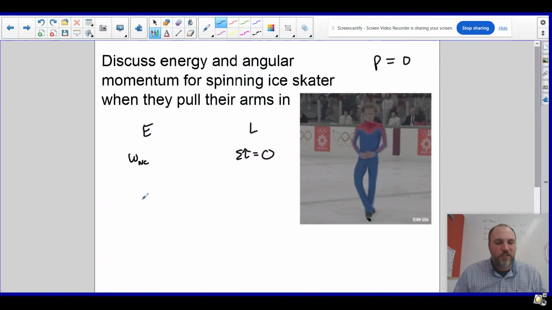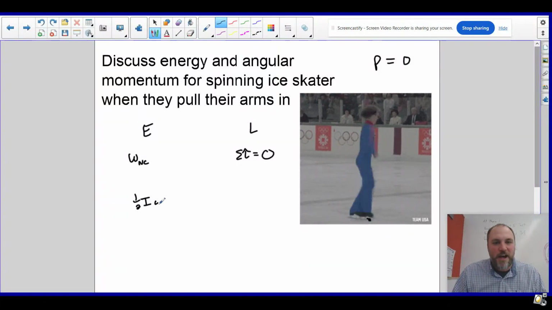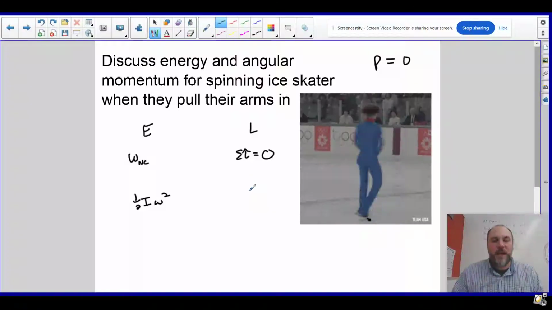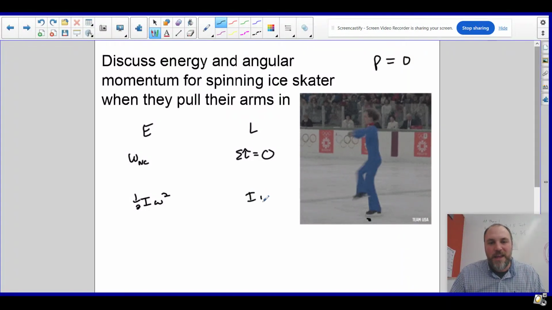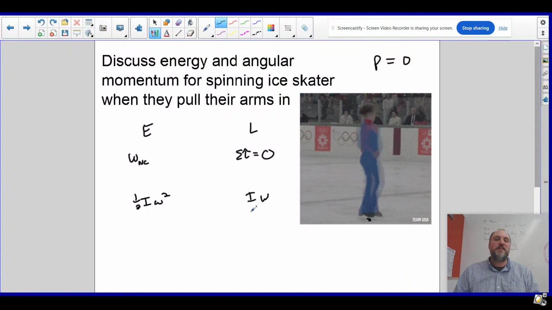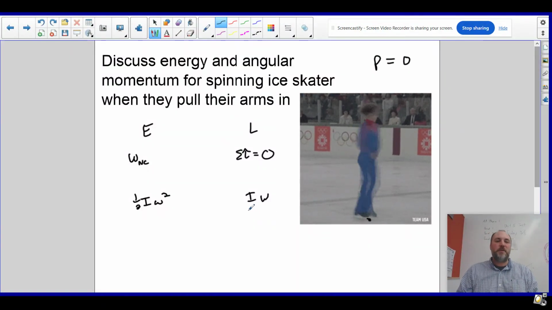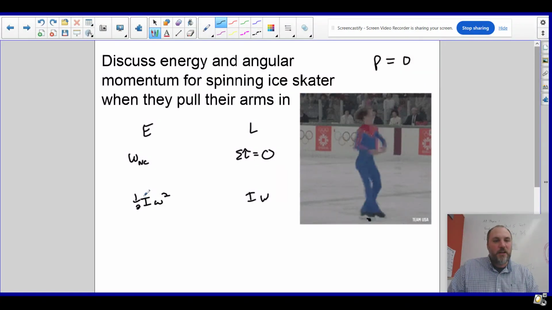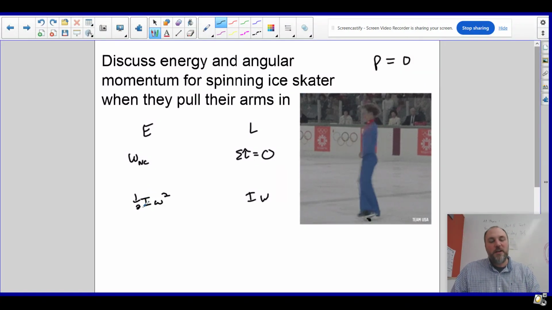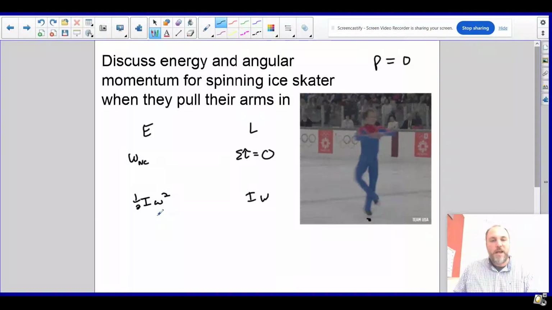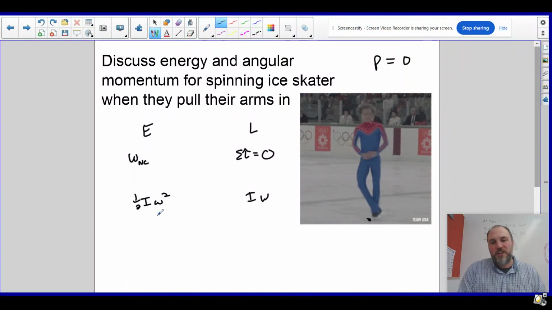But if you look at rotational kinetic energy, 1/2 I omega squared, and you look at L, which is I omega, how could these two be simultaneously conserved? That's the question that I have here. And there's nowhere to put the energy. There's no potential energy here, there's no GPE. So really, any change in I is coming directly from a change in omega, or any change in omega is coming directly from a change in I.